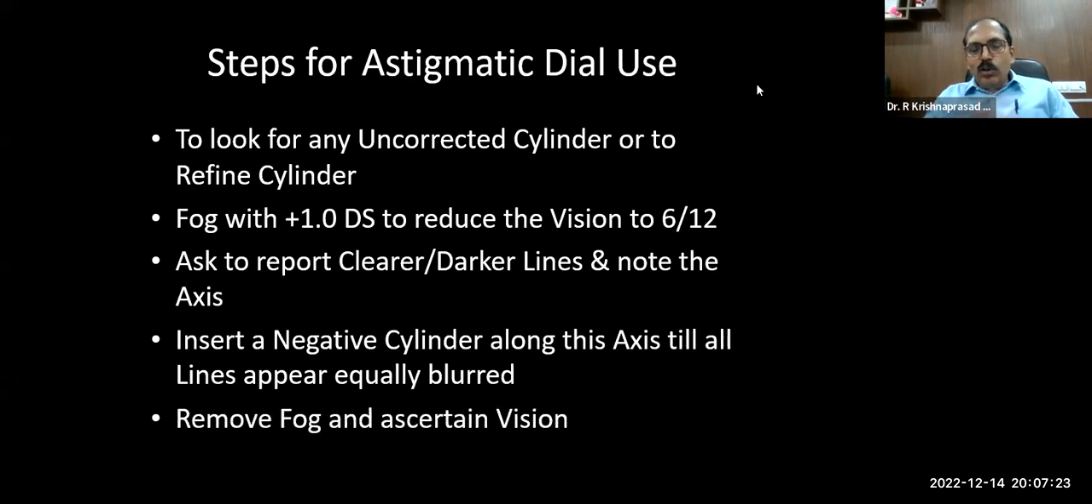Then you remove the fog and see whether that really works on the subjective correction. It's just a clue. The astigmatic dial is a clue that there is a cylinder along this axis. It is your duty to actually check it after removing the fog.